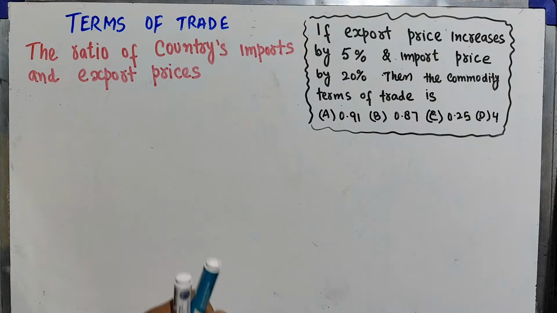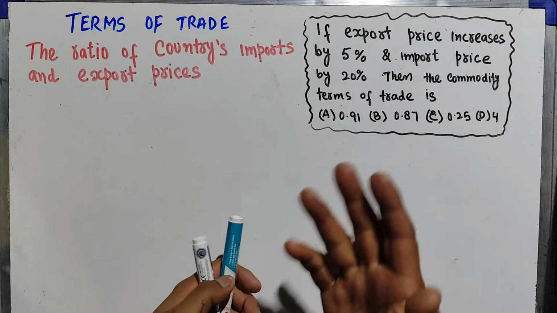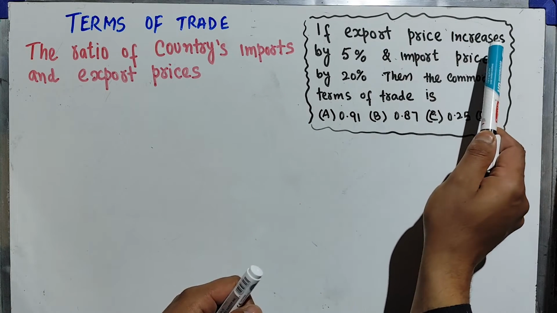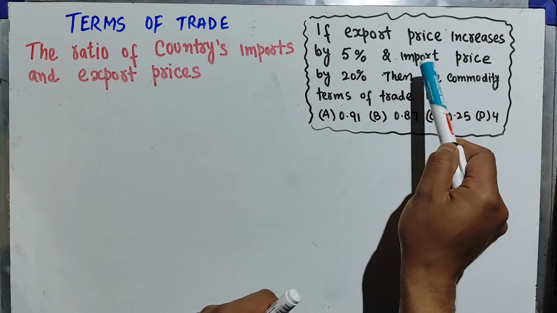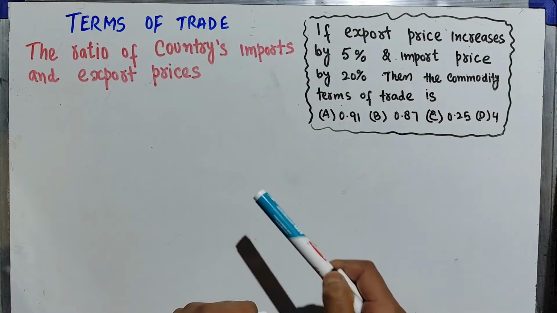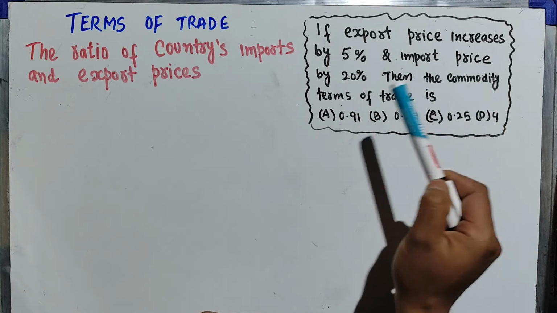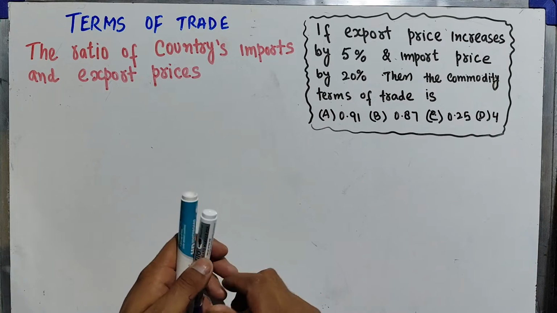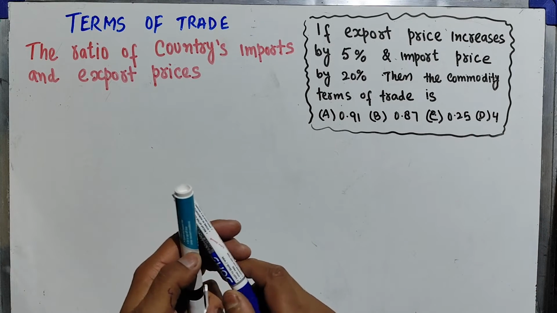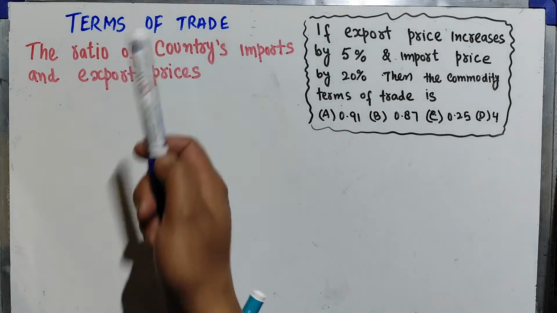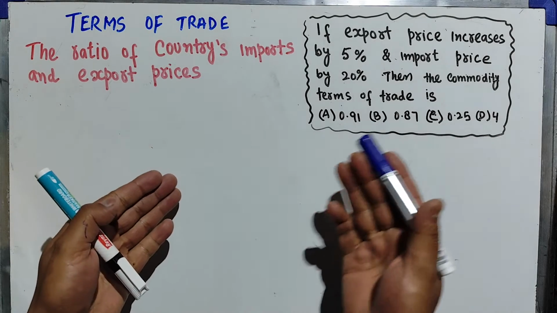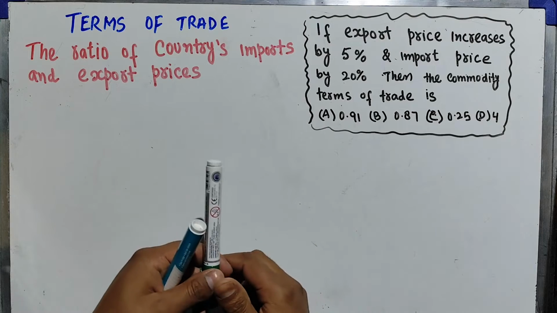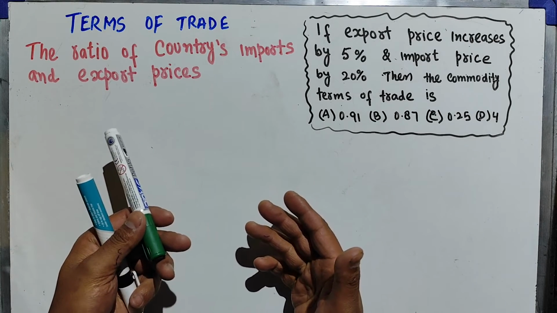In this video we will learn about the terms of trade with an example. The question is, if export price increases by 5% and import price increases by 20%, then the commodity terms of trade is, we need to find out the correct option here. First we will give you an idea about what is meant by the terms of trade, then we will solve this numerical.